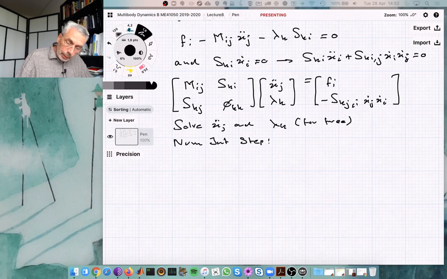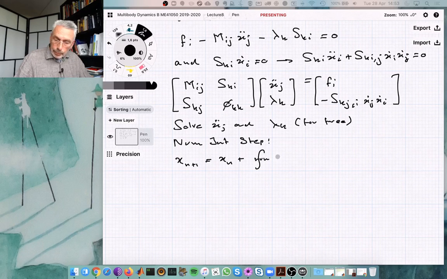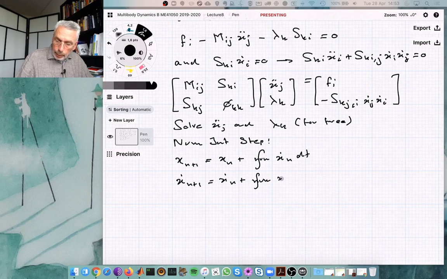And it goes like this: the next position is the previous one plus, I always write this like numerical x dot n dt, and the new velocity is the old velocity plus numerical x double dot n dt. This can be some Runge-Kutta scheme or whatever.